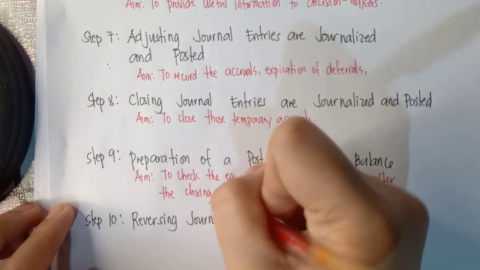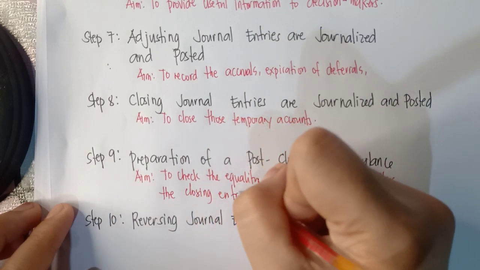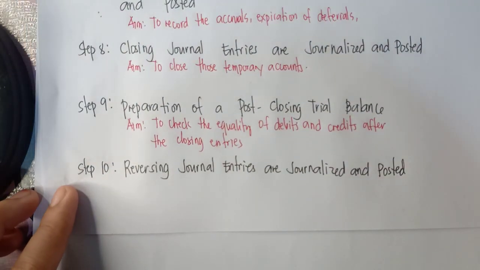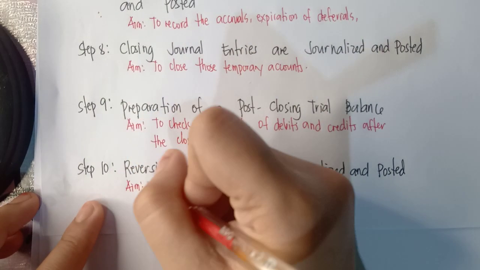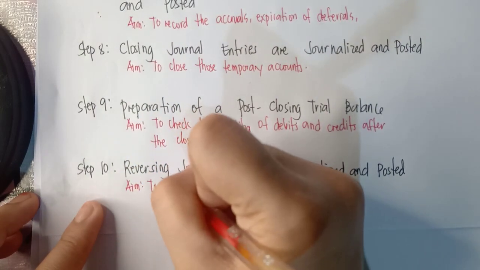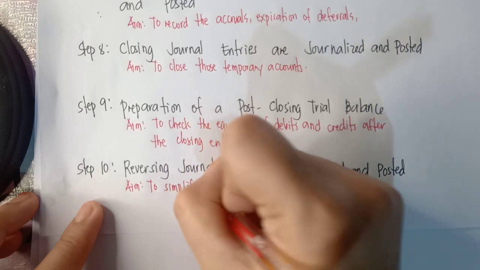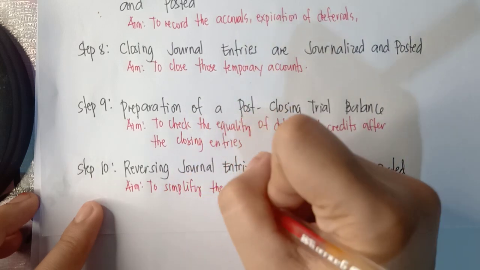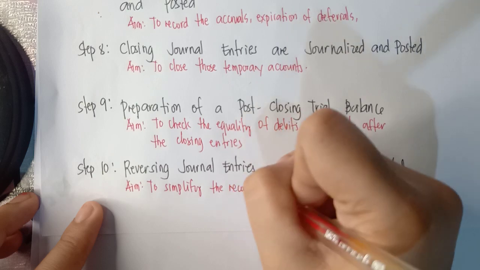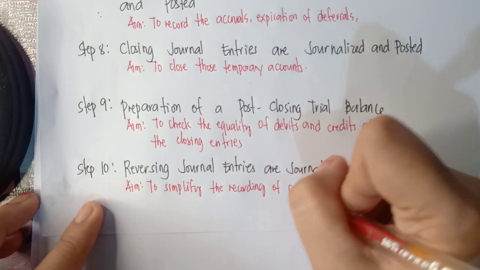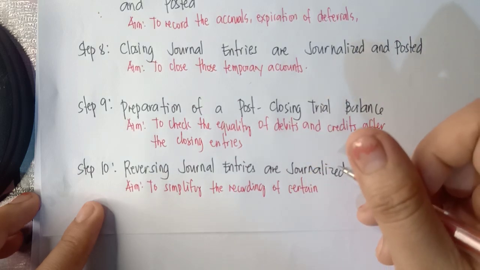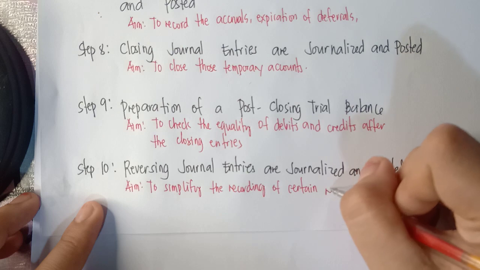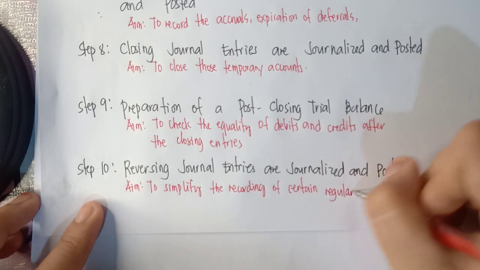Okay. Next, the last step is the reversing journal entries. When we say reversing journal entries, what is the aim of step 10? To simplify the recording of certain regular transactions in the next accounting period.